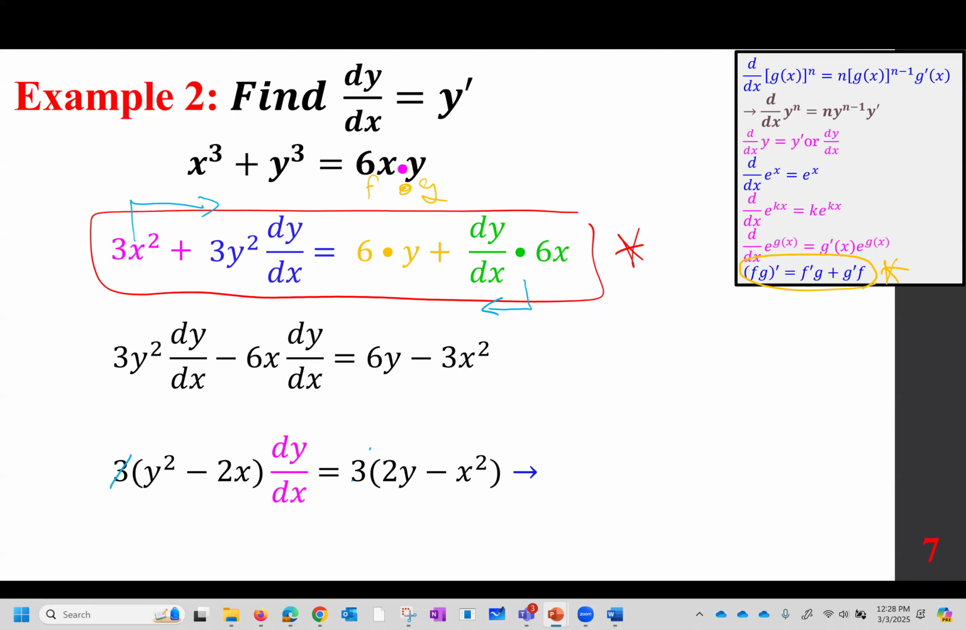You can drop the 3 from both sides if you want, or you can say I'm going to divide by it. So all you have to do is divide both sides by this. In other words, make y squared minus 2x the denominator of the right side. So dy/dx becomes (2y minus x squared) over (y squared minus 2x). Pretty straightforward, everybody.